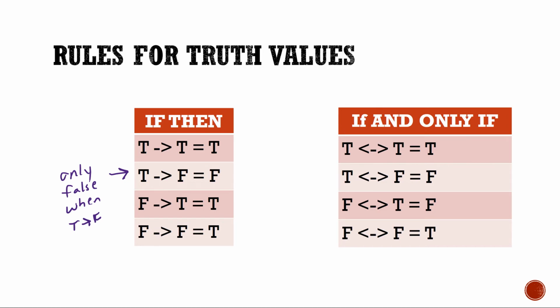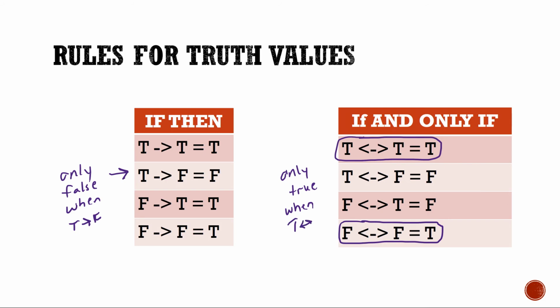And for the if and only if, it is only true if both of the statements are the same. So we can have 2 trues on the left and that will make it true, or we can have 2 falses on the left and that will make it true. Okay? And once that's done, then those are the 2 true cases. The other 2 statements are going to be false. Okay? So here I remember, if you want to write something down, I remember only true when we have true, double arrow true, or false, double arrow false.